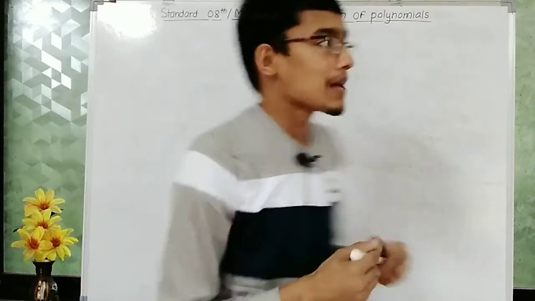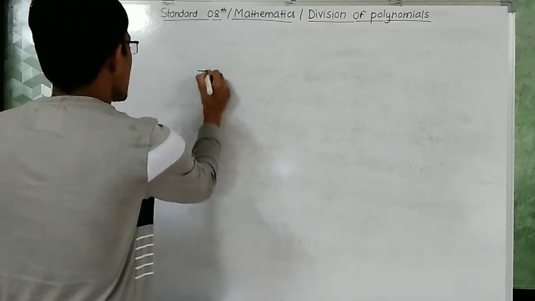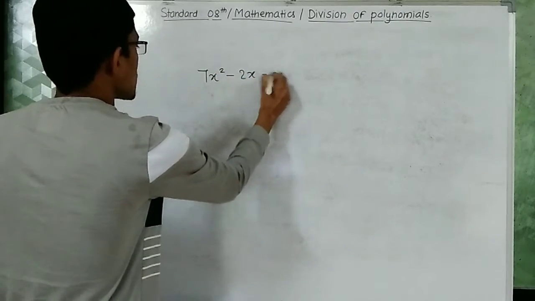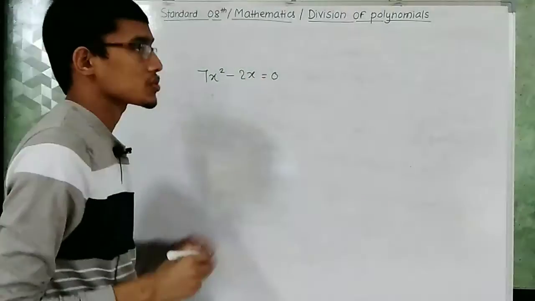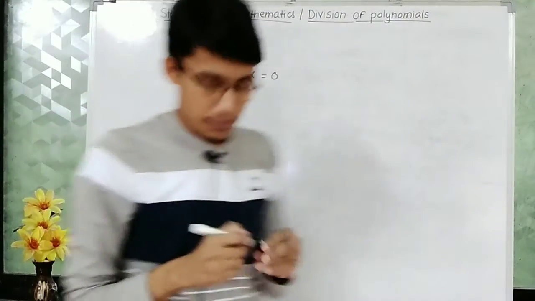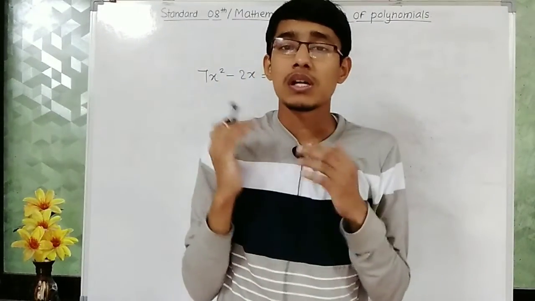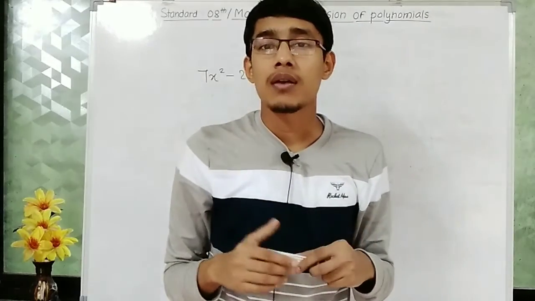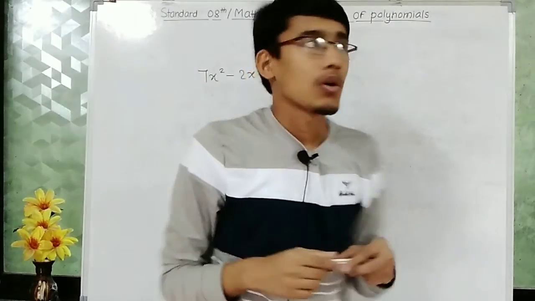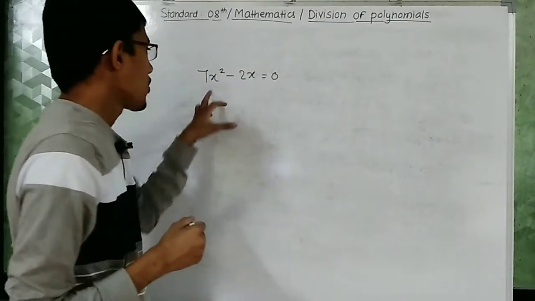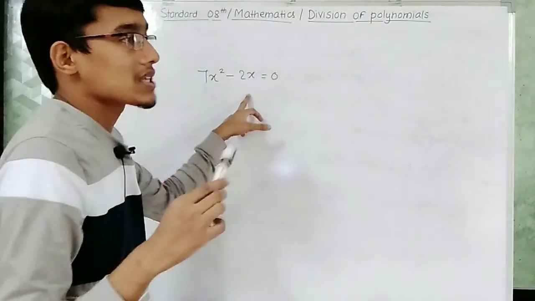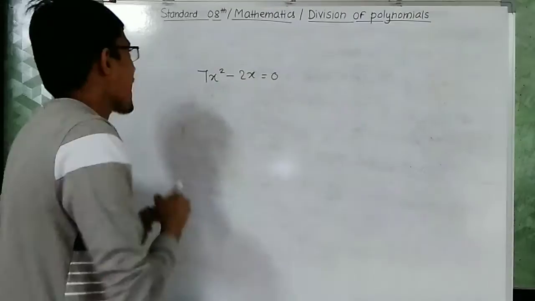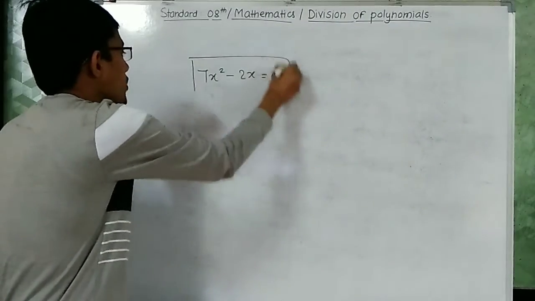For example, 7x square minus 2x equal to 0. Consider this equation. This algebraic expression where there is only one variable and the index is going to be a whole number. For each term, the maximum index will be a whole number. Such algebraic expressions are called polynomials.